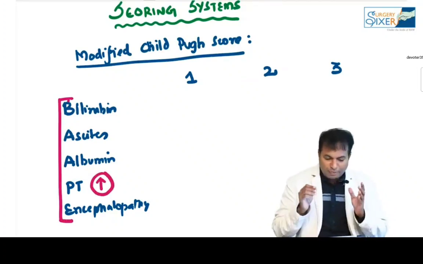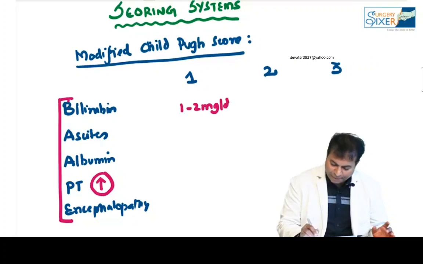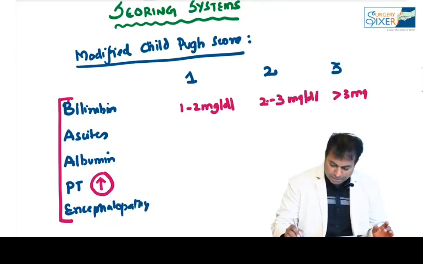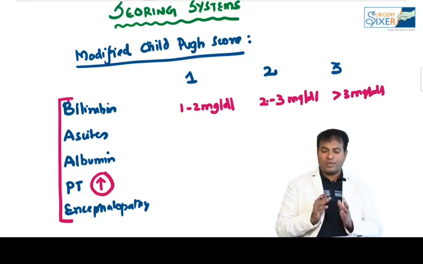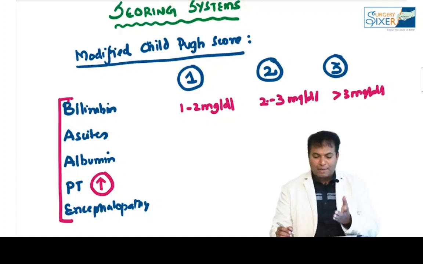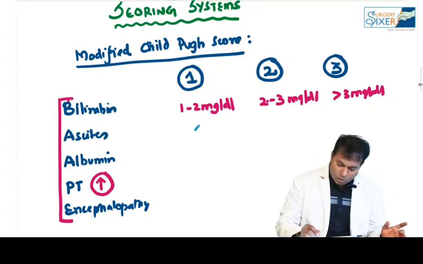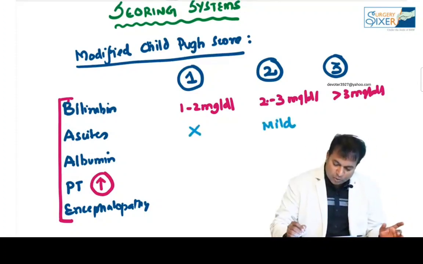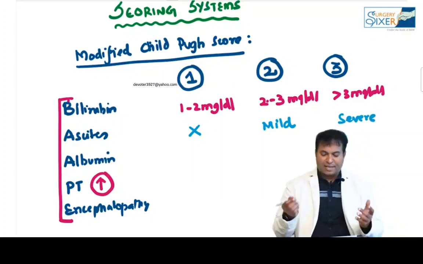So bilirubin, what is the value of bilirubin? Bilirubin is 1 to 2 milligrams per deciliter, 2 to 3 milligrams per deciliter, and more than 3 milligrams per deciliter. Simple method: 1 to 2, 2 to 3, more than 3. So we give points 1, 2, 3 for that. So there is no ascites in 1. There is mild ascites in 2, and moderate to severe ascites is 3.